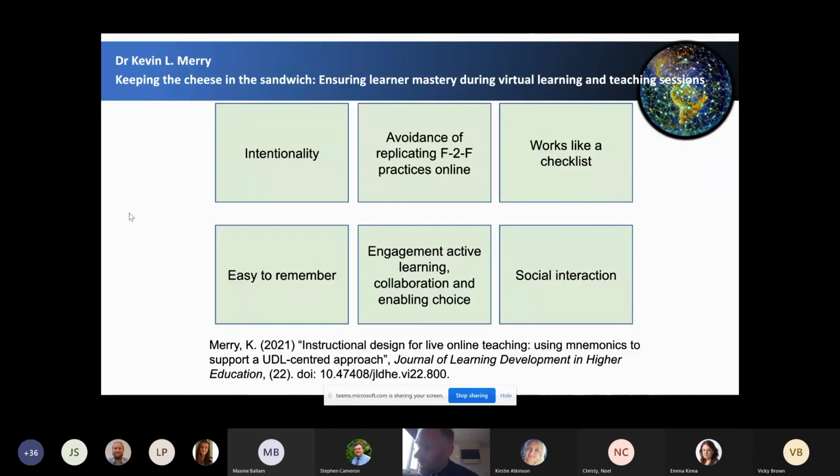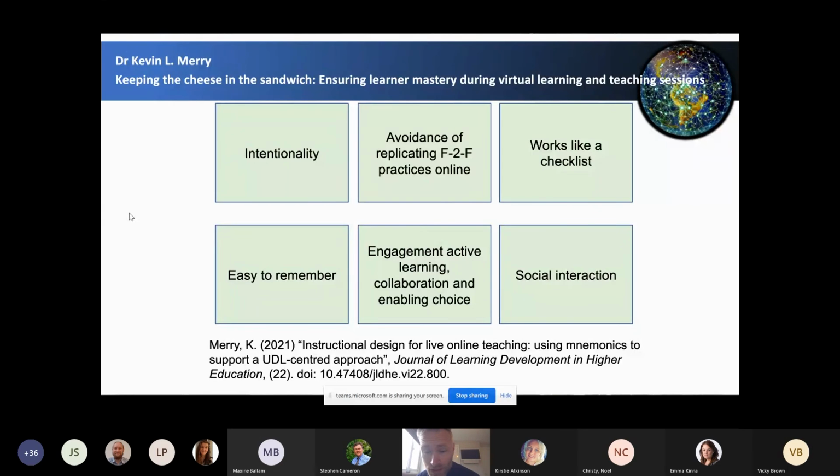So again, the fact that this was intentional was cited as a big help. The fact that we were supporting colleagues to intentionally embed this stuff in the online environment, rather than just say, well, do what you've always done in the classroom, but just transfer it to the online environment, seemed to be a really important step.